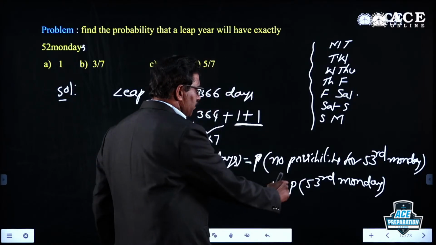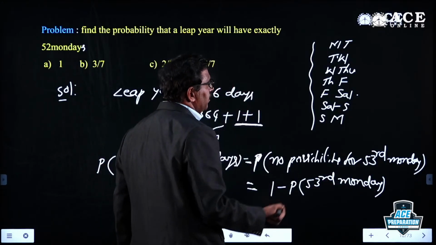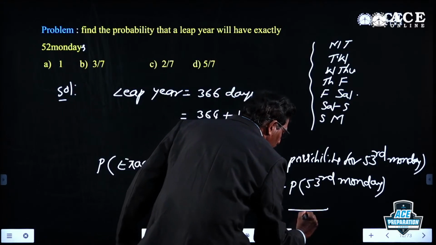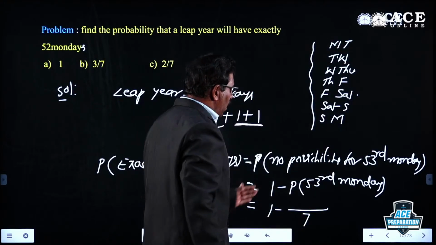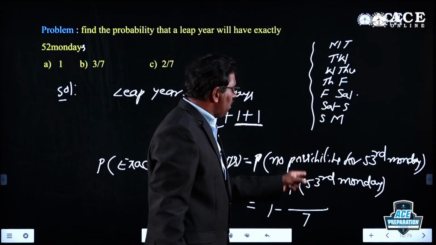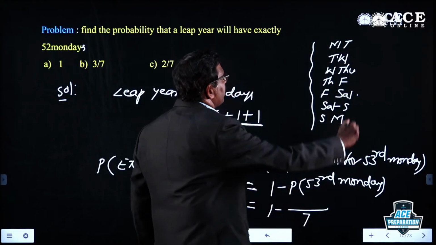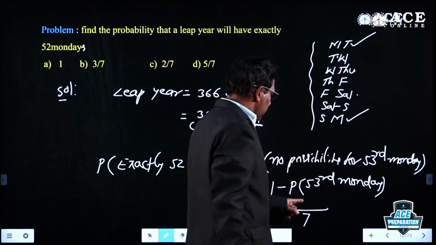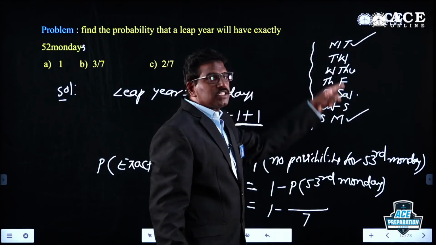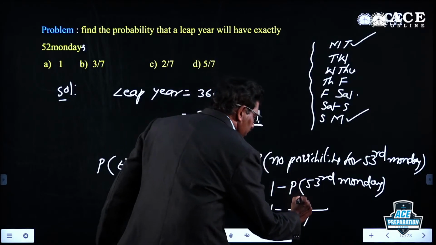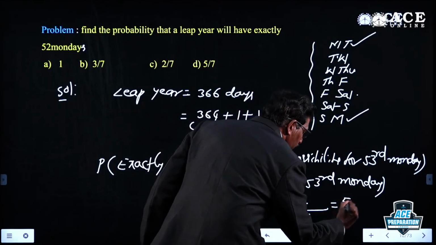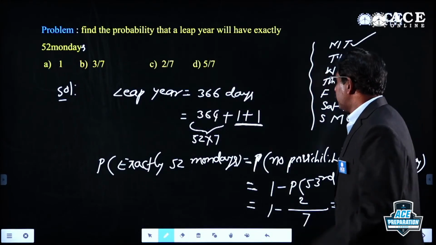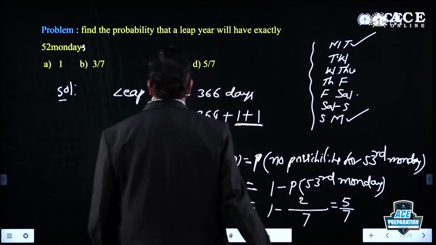Now what is the question here? Probability for 53rd Monday. Total how many possibilities are there? The total possibilities are 7. Out of 7, how many have a Monday? There are 2 possibilities for Monday. So the answer is 1 minus 2 by 7, which is 5 by 7. Are you clear? This is a way to solve this problem.